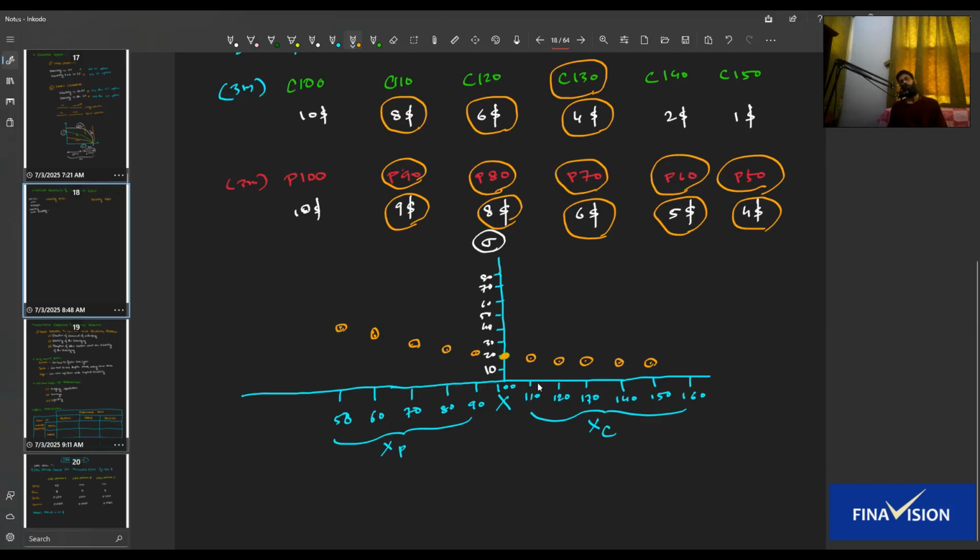What you can see here is a slanted line on one side. If I draw a line along these points, it looks something like this. Now you can see it is not symmetrical on either side. It is skewed. So that's why this chart is called a volatility skew. Let me write it here: volatility skew.